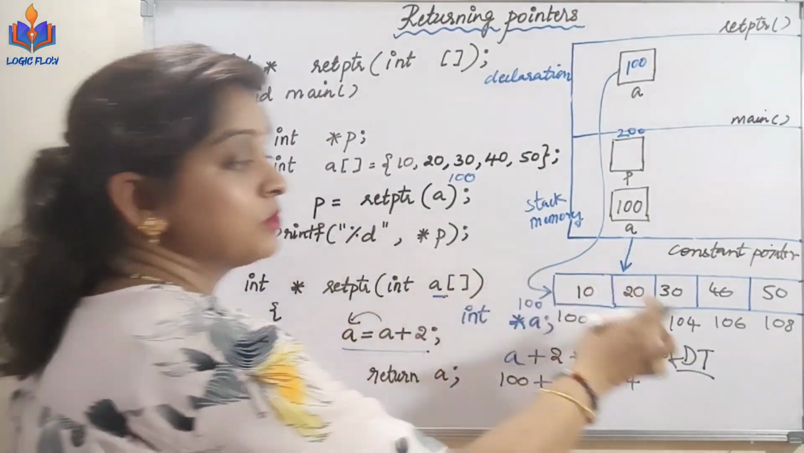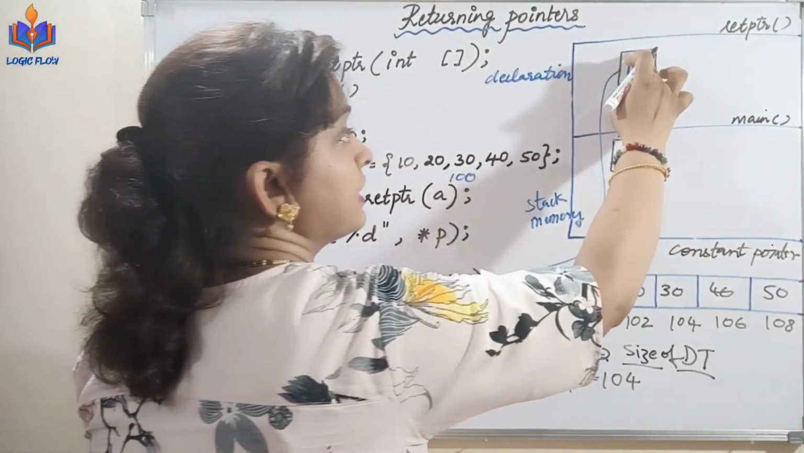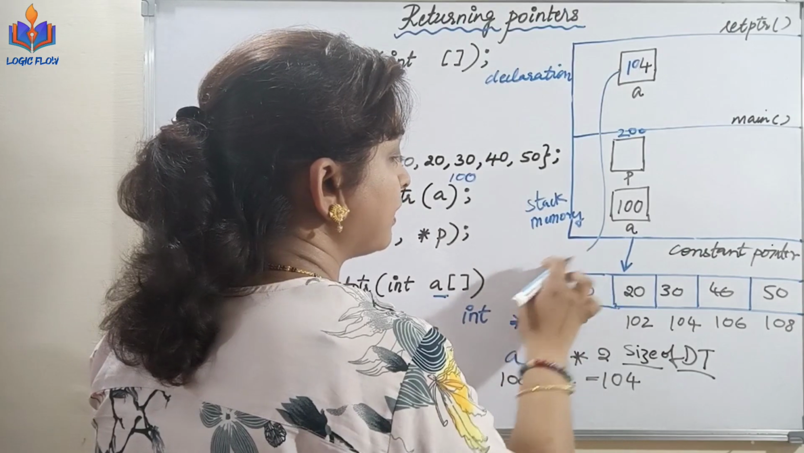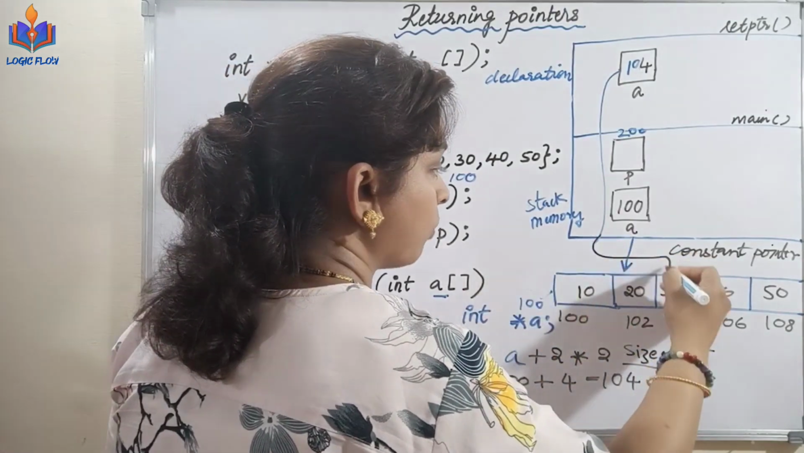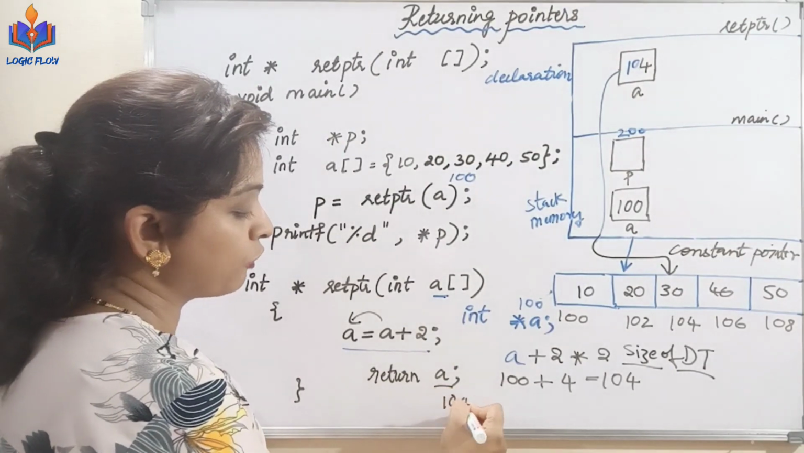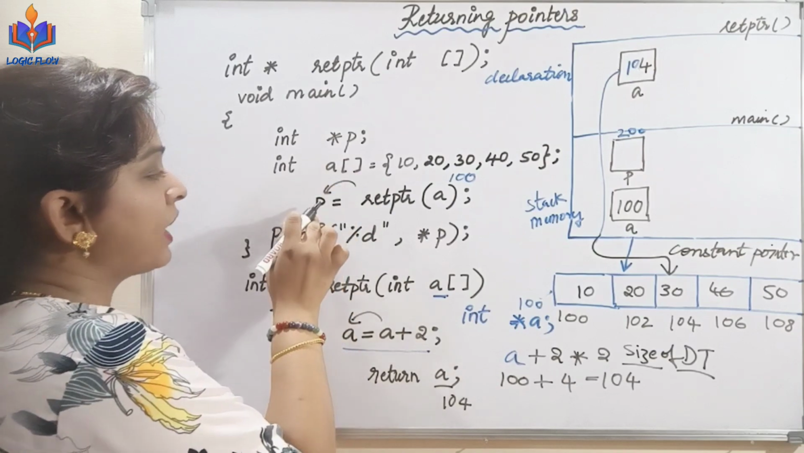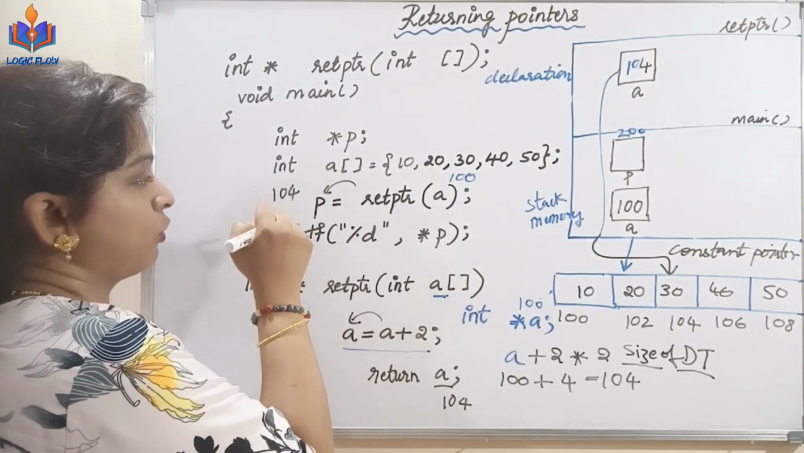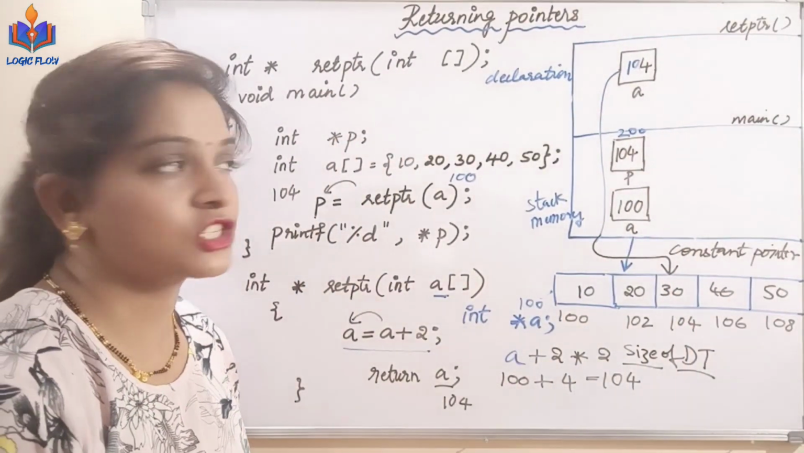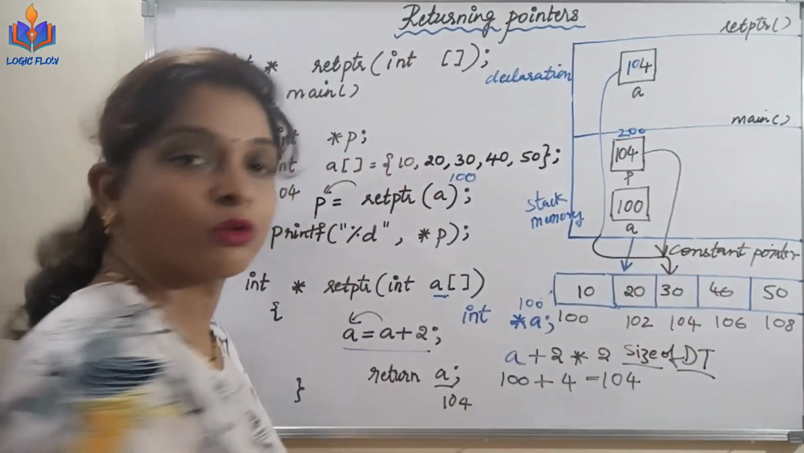Now A value is 104. Now here the A is changed. It is 104. Now it is not pointing to 100. It is pointing to 104. So when I say return A, it has to return 104 to the place where this function was called. So here, what is the value I get in P? It is 104. So now the P is updated here in the main function. Now P is also pointing to 104.